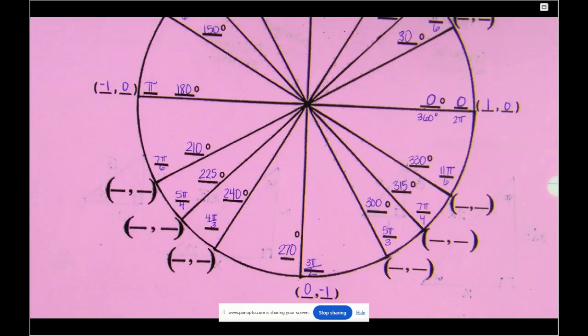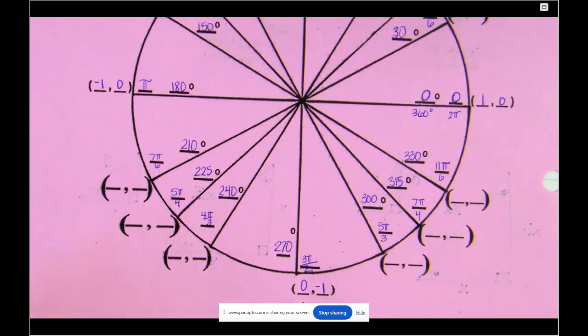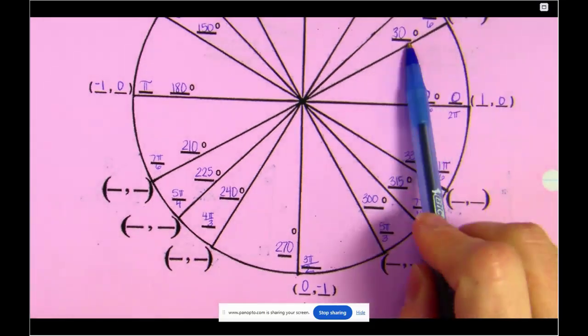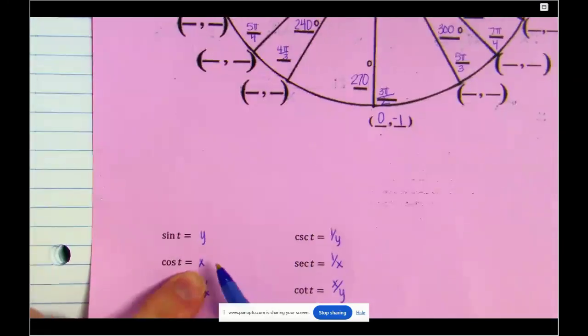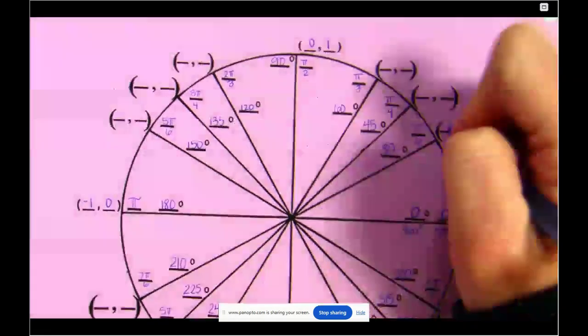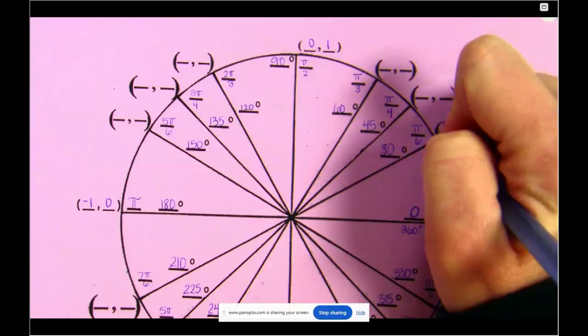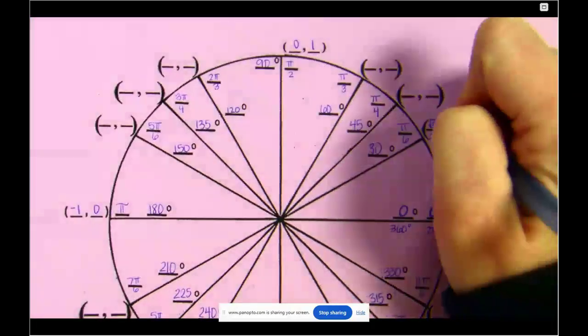Okay. Now we're going to go back here and use this. We're just going to go a little bit in reverse. So the coordinate point for 30 degrees: cosine is x, sine is y. That's what it says down here. So for 30 degrees, cosine is square root of 3 over 2, and the sine is 1/2.